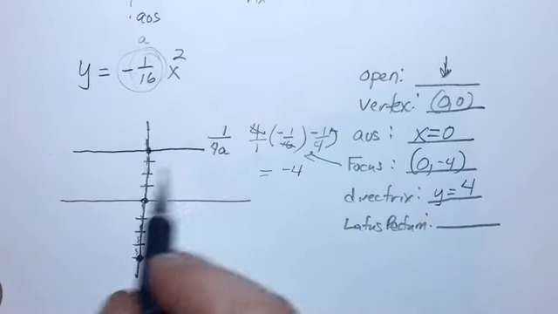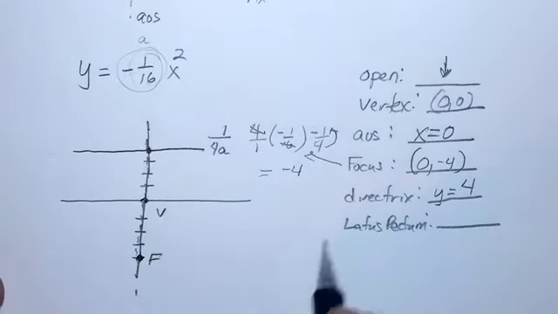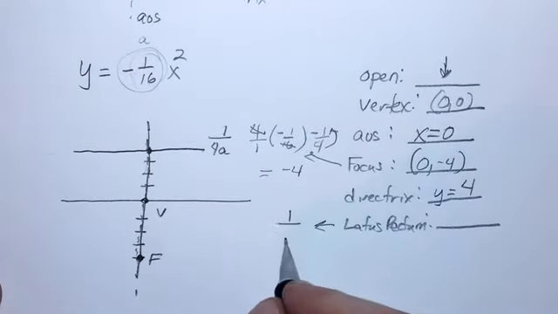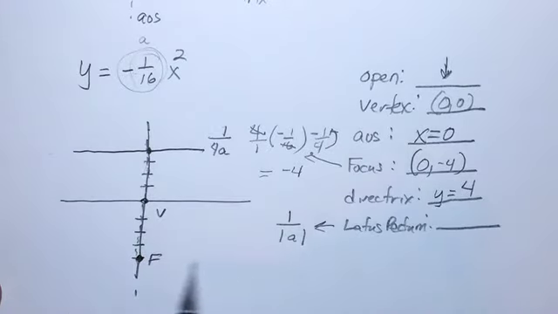That's what the directrix is. To find the length of the latus rectum, what that is, is 1 over the absolute value of A. And that's how long this chord is down here. Okay, that's the total length of it.